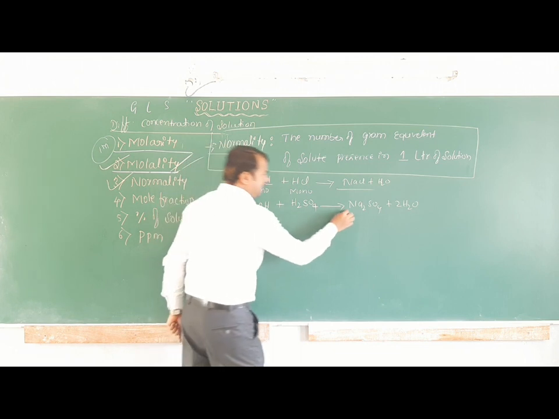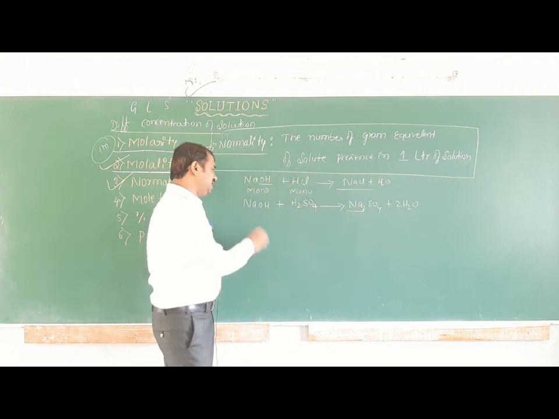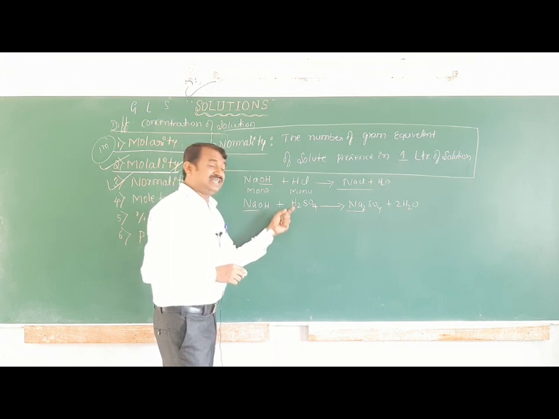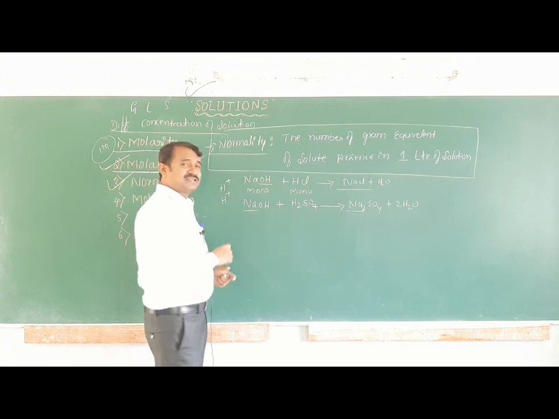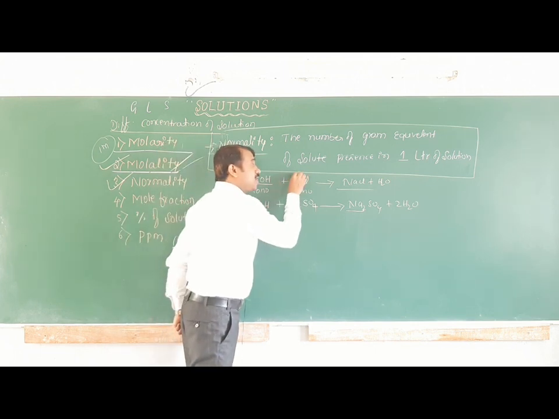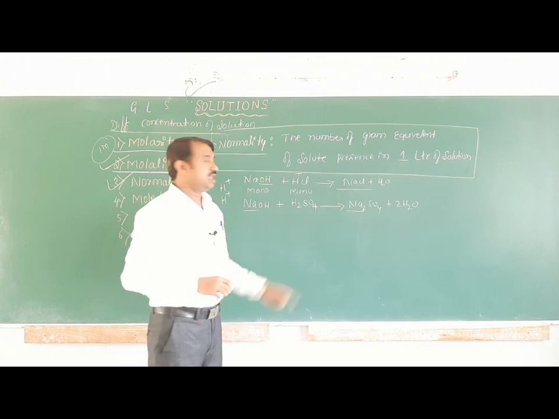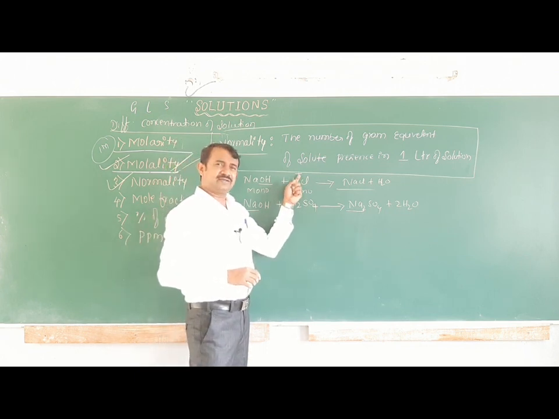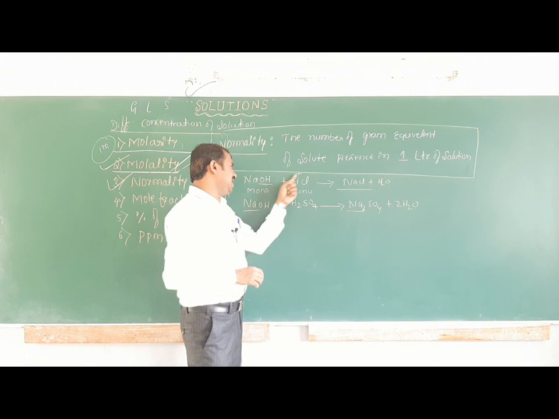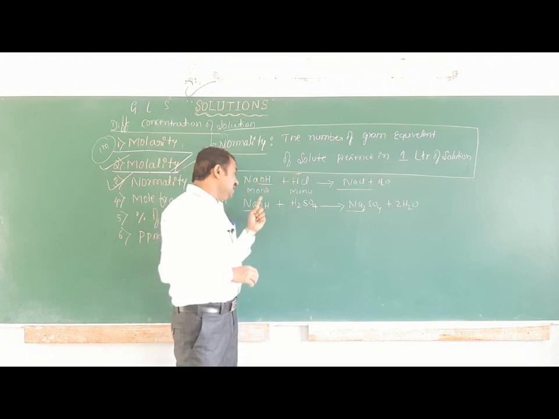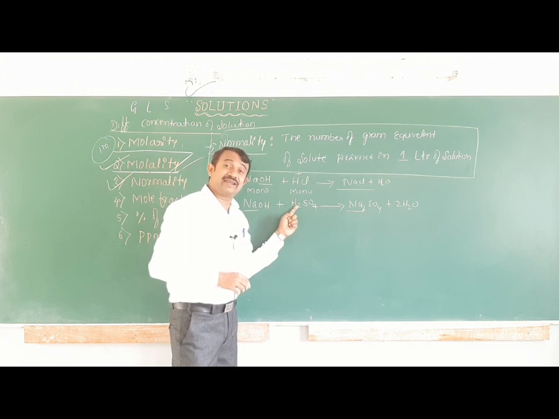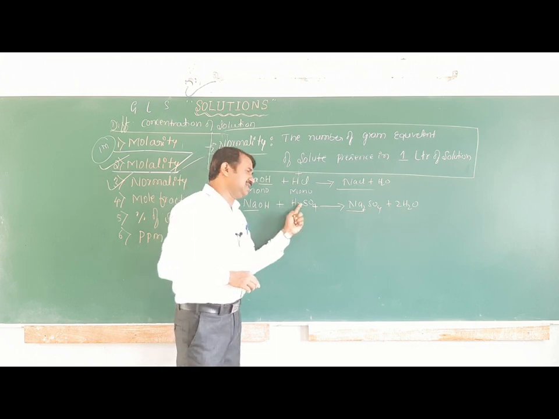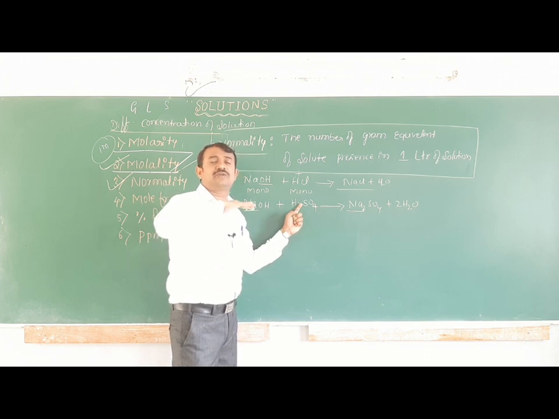But sir, you wrote Na2 here, but there is only Na. Sulfuric acid is a biacid, H2 is there, H plus. But HCl is monoacidic. Here monobasic, and here diacidic. If the monobasic is there and diacidic is there, you have to divide by 2.